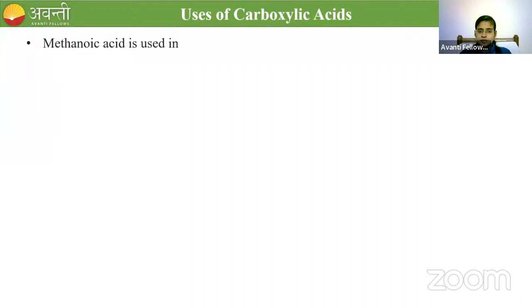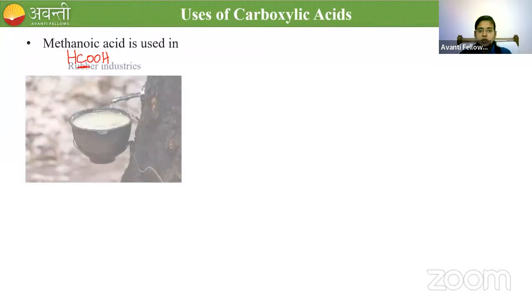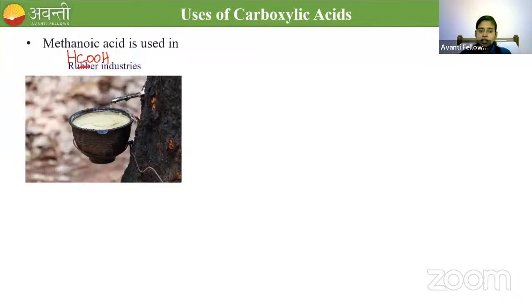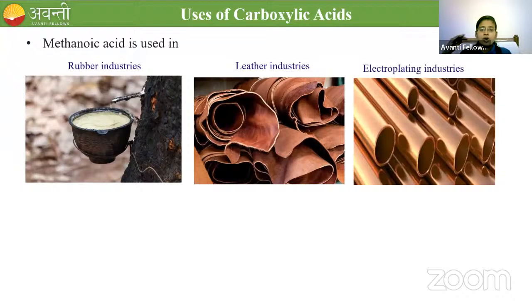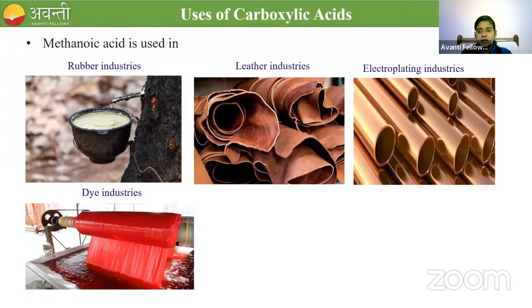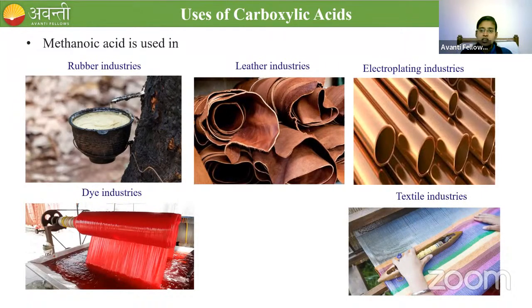The first compound that I'm going to take is methanoic acid. So what is the formula for methanoic acid? HCOOH. One carbon containing acid is called methanoic acid. It is used in rubber industry, leather industry, for electroplating purpose, okay, for coating a metal with a solution. Electroplating purpose, and in dyeing industry and in textile industry. So methanoic acid is used in most of the industrial areas.